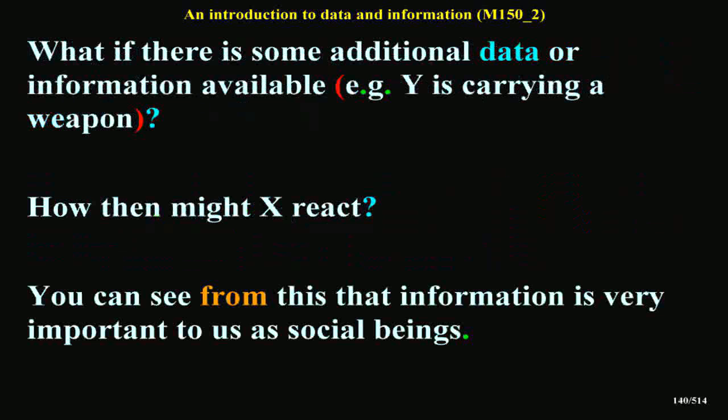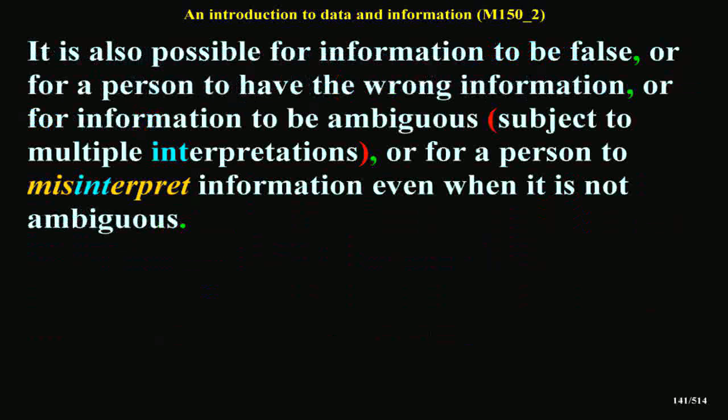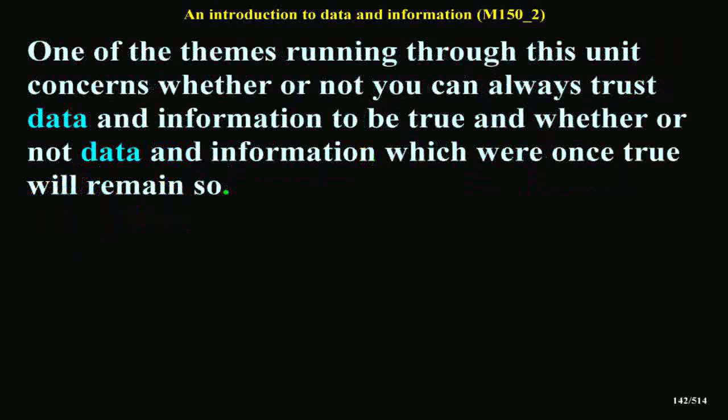You can see from this that information is very important to us as social beings. It is also possible for information to be false, or for a person to have the wrong information, or for information to be ambiguous, subject to multiple interpretations, or for a person to misinterpret information even when it is not ambiguous. One of the themes running through this unit concerns whether or not you can always trust data and information to be true and whether or not data and information which were once true will remain so.